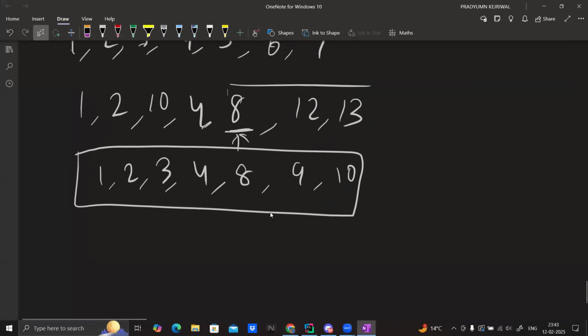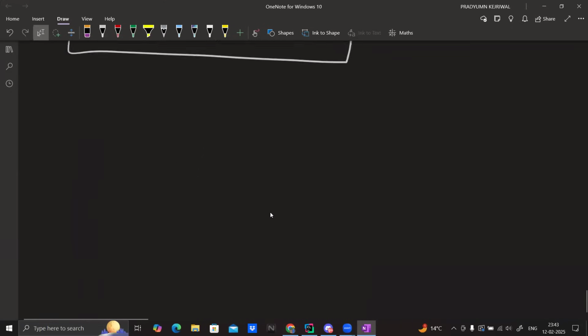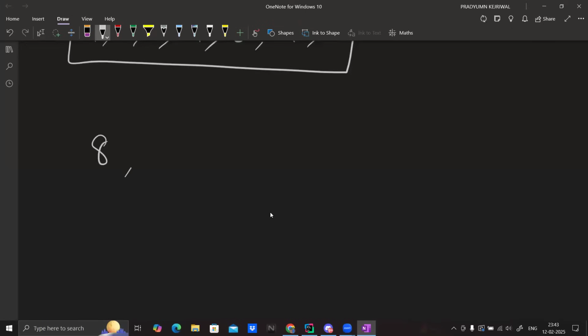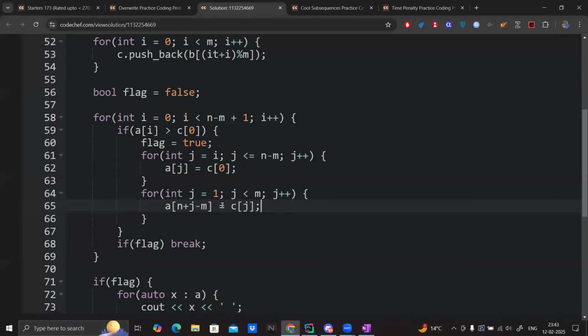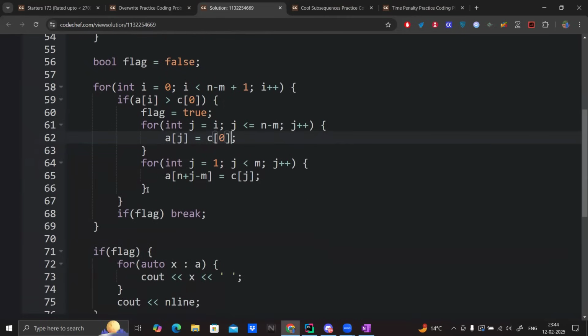If I show you from here, it is basically doing something like, suppose it is 8, 9, 10, 11, and 12, and b is something like 2, comma 3. Then it found this element greater here, so it is putting 2 here. Then it is putting 2, 2, 2, and then it is putting 3 at the end. So that's what it is doing. Up till the index n minus m, I just put c_0, that is 2, and after that I just put the array c. All right. And if flag, then break.